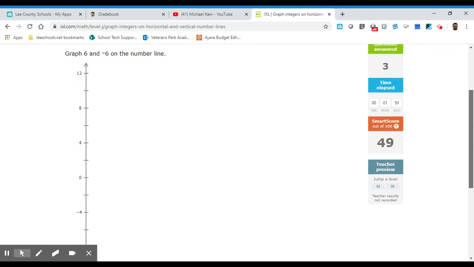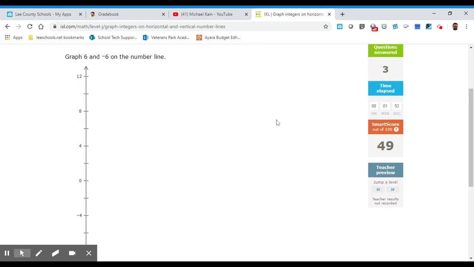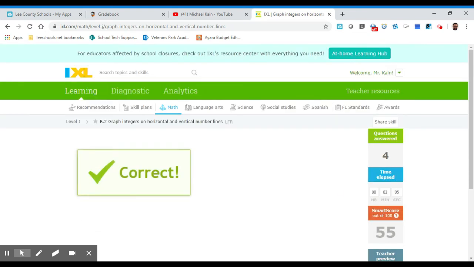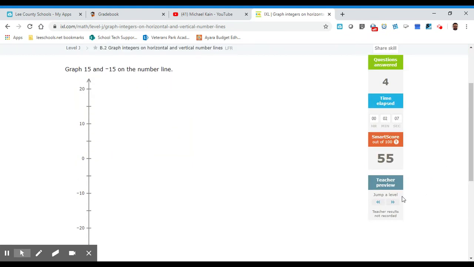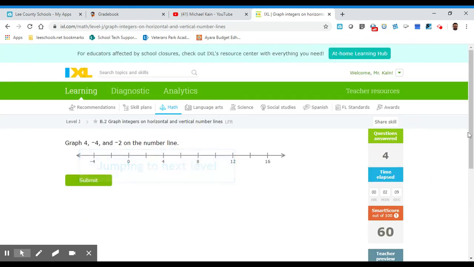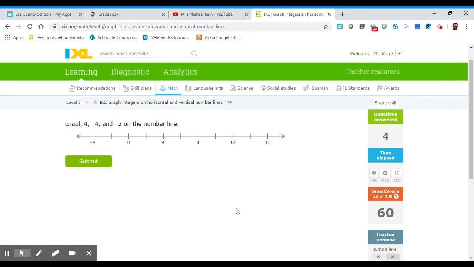Okay. This one is a vertical number line, right? So we have to do 6 and -6. So if this is 0, 2, 4, 6, and -4, that means this has to be -6. Okay. So make sure you know what you're counting by first before you do anything else.